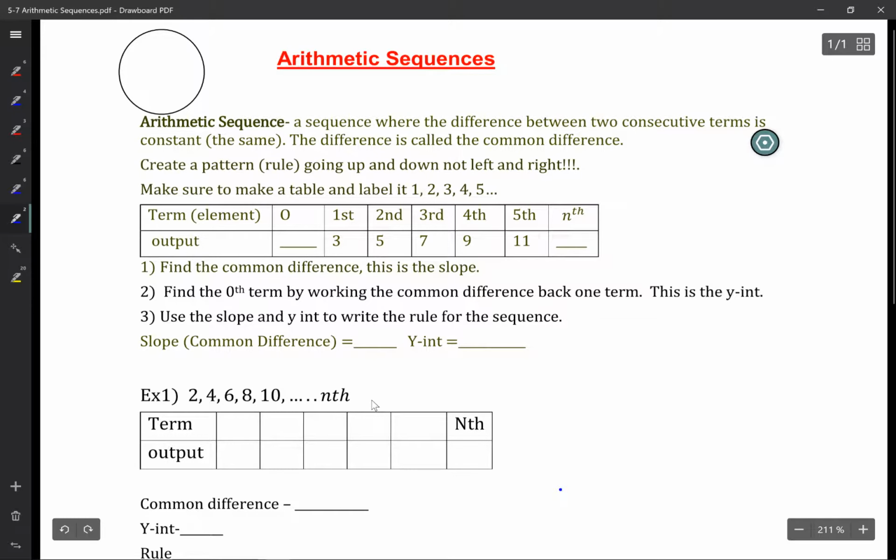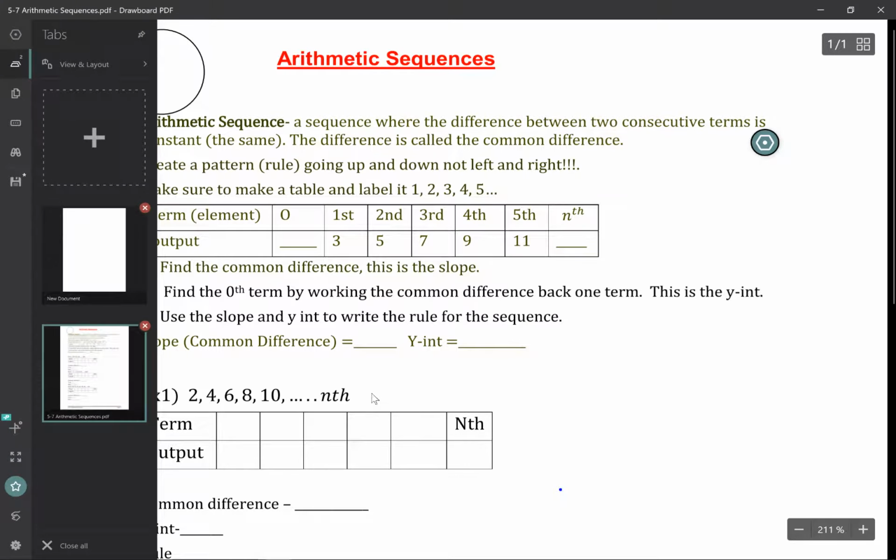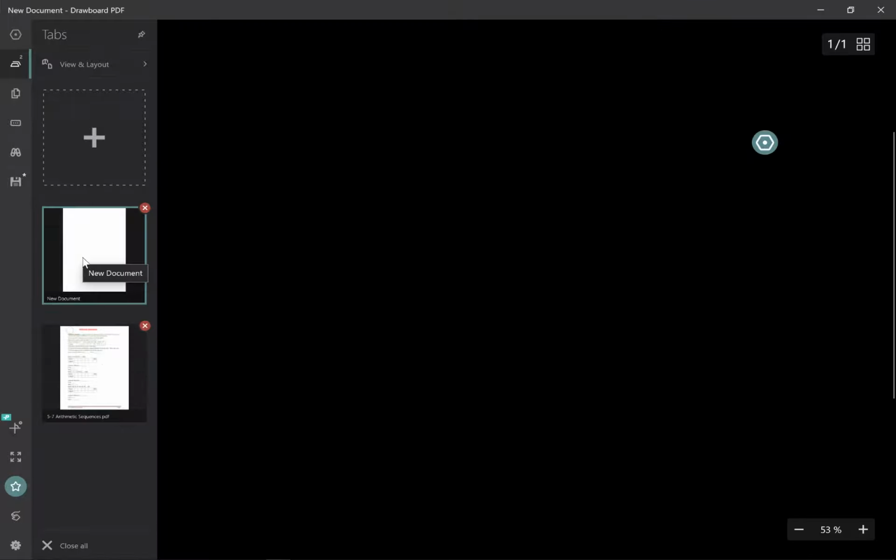Good afternoon. This is Math Ninja Videos, and today we're going to be talking about arithmetic sequences. It's part of Unit 5 on linear equations. Today we're going to look for number patterns, some specific number patterns, which are called arithmetic sequences.